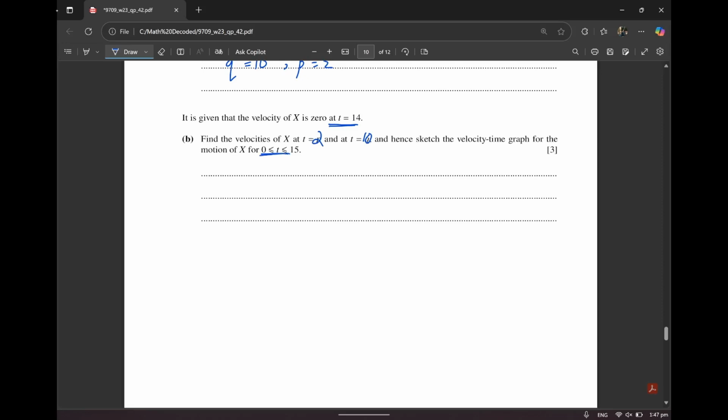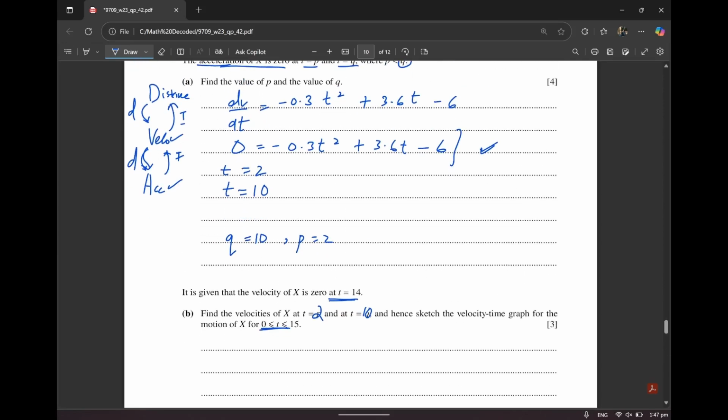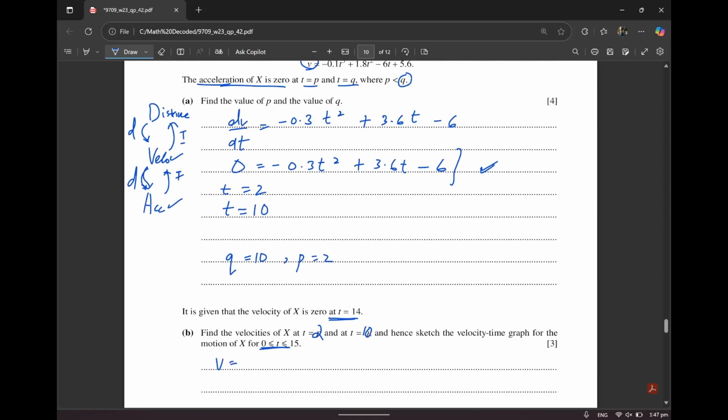All right. So that basically means that first of all, I need to figure out the velocities at these points. So let's say, what was the equation? Let me just copy it down over here. Velocity is equal to negative 0.1. We need to figure it out at t is equal to 2, so I'll just plug in 2 cube plus 1.8, 2 square minus 6 into 2 plus 5.6. This is going to actually give me 0.